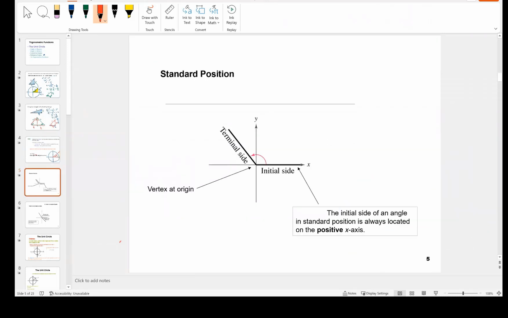Standard position, our initial side is always the positive x-axis, and we always call this 0 degrees. And then the terminal side is wherever I go. I can go anywhere along the circle. If I want to know what the angle is, it's the angle that goes from the initial side to the terminal side. And again, I'll call that theta.